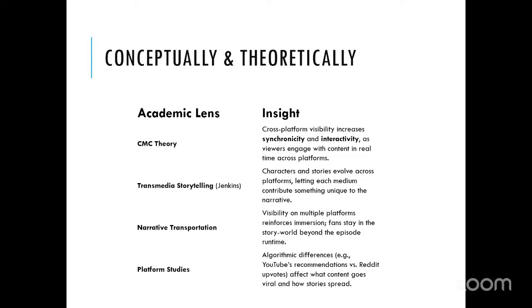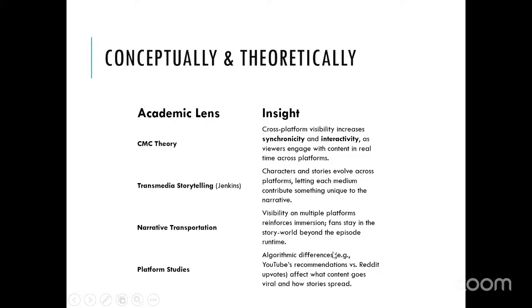So every time there's some kind of a twist and turn, which makes the other non-player participants or characters or even the audience not know what is going to happen next. So there's less of a predictable narrative that happens in this kind of transmedia storytelling. So narrative transportation, here we have visibility on multiple platforms, reinforces emotion, and fans stay in the story world beyond the episode runtime.